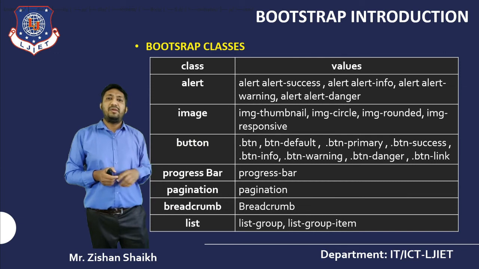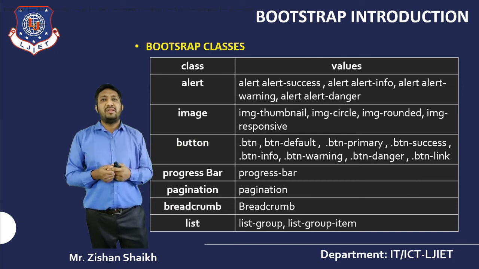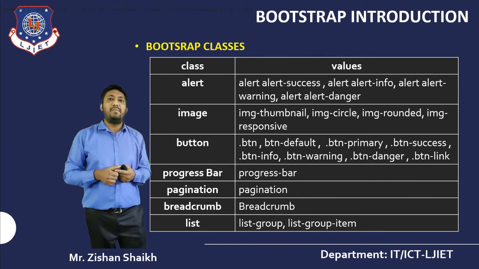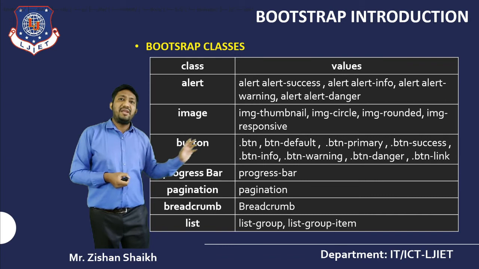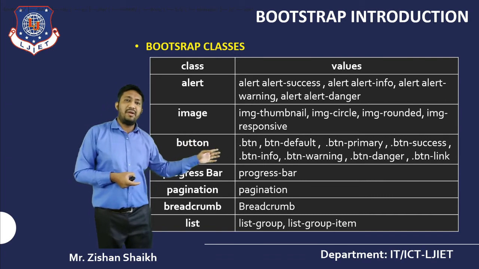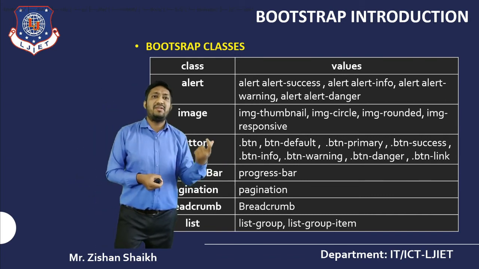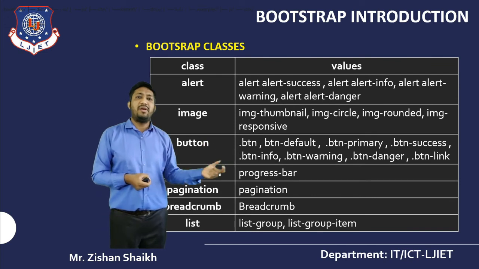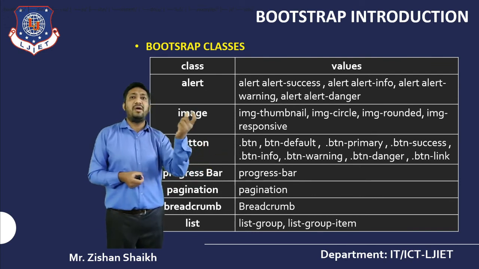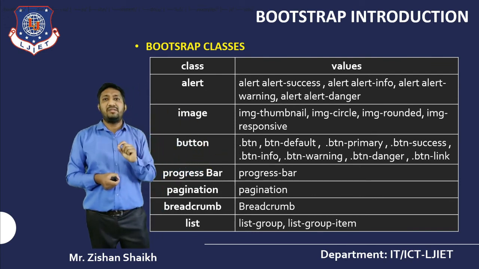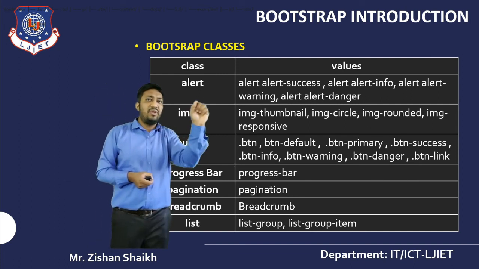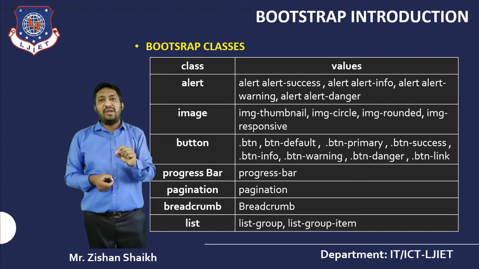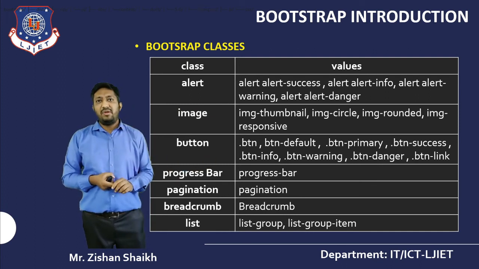Next is button. If you want to create a button, in our HTML we use input type equal to button, which displays a normal button. Instead of that, Bootstrap is providing various types of properties: normal button, default button, primary button, success button, then info button. According to this property, the color and the shape will be changed. Next is progress bar. Suppose you want to see the progress, how much percentage of work is already done. For that, progress bar is available.